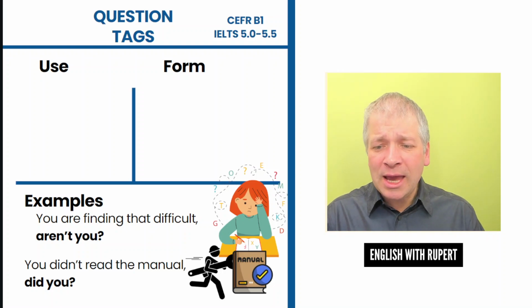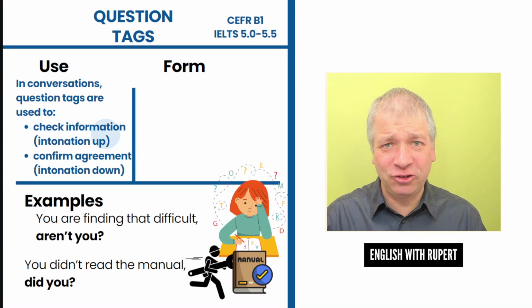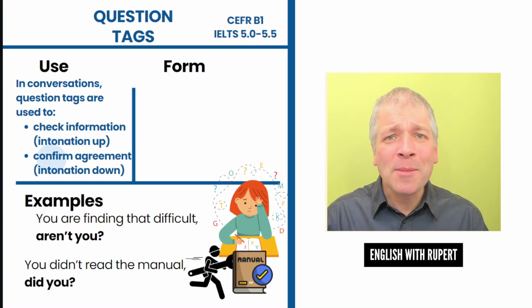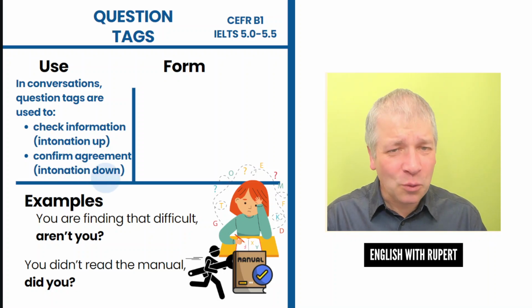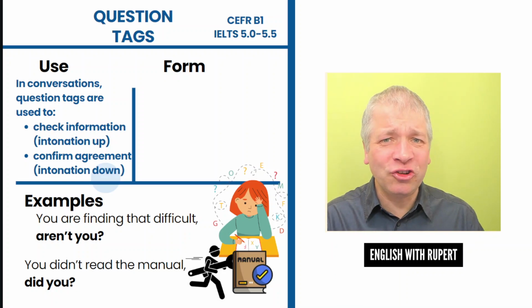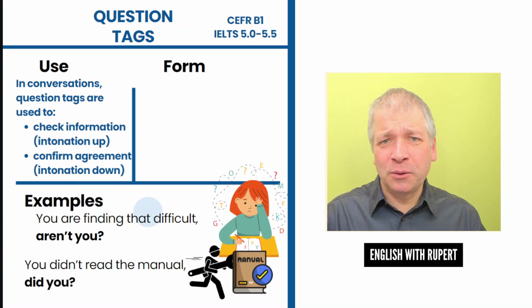First of all, in conversations, question tags are used to either check information, intonation goes up, which I'll explain in a moment, or confirm agreement, intonation goes down, which I will also show you in a moment. Let's look at the first type, where you check information. The first example does that. You are finding that difficult, aren't you?